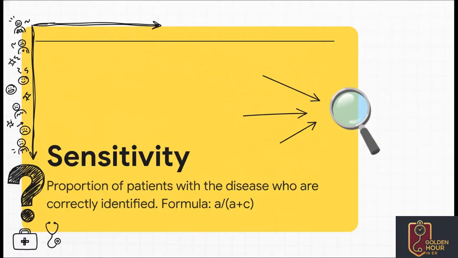So, sensitivity. Notice how the formula, A divided by A plus C, is all about that first column. We're only looking at the people who actually have the disease. So, sensitivity is just asking one simple question. Out of everyone who is sick, what percentage did our test successfully pick up?